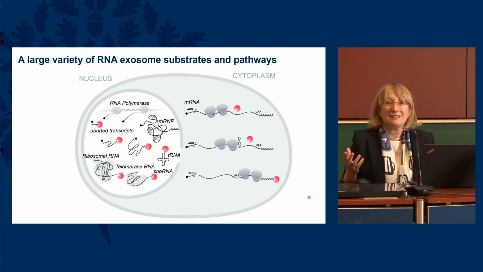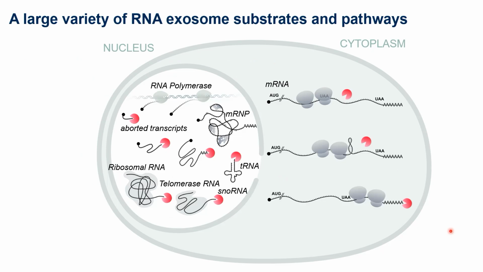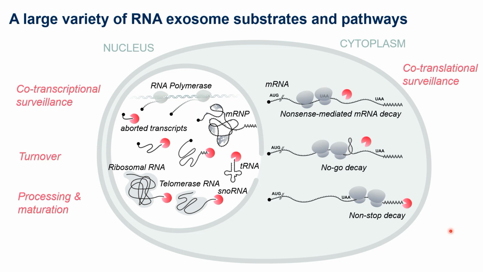And in fact, it essentially is, I don't know how to call it, the Hoover of the cell kind of thing. It just deals with a lot of different transcripts, both in the nucleus, actually, where a lot of the action happens, and in the cytoplasm. And there are many different pathways where it degrades RNAs that are due to aborted transcription initiation, turnover. It's also involved in processing and maturation. I will not get to that today. And in the cytoplasm, it is involved in co-translational surveillance.